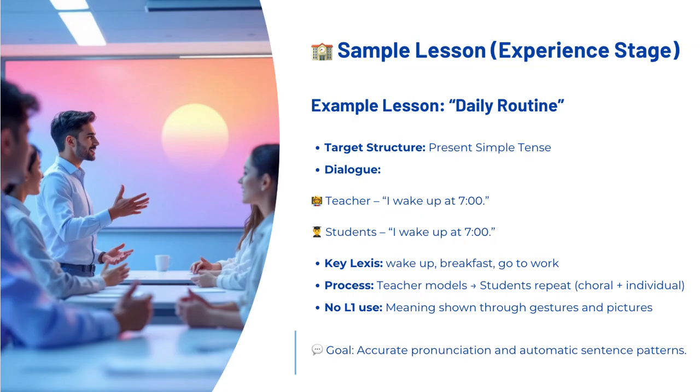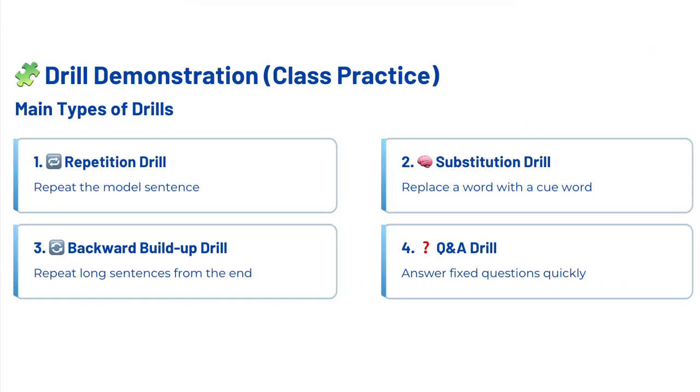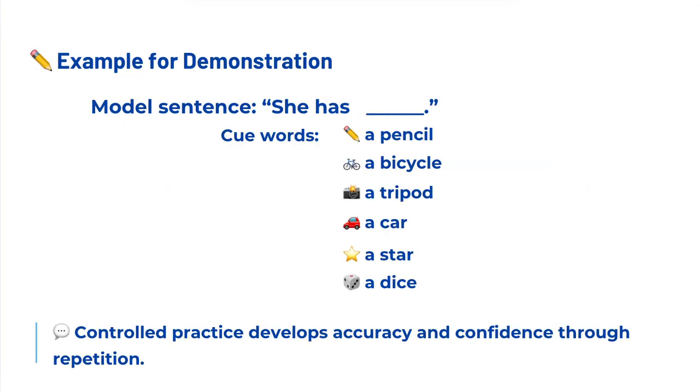Demonstration. Class practice. Now we'll look at the main types of drills used in the audiolingual method. There are 4: repetition drill, substitution drill, backward build-up drill, and Q&A drill. For demonstration, let's try a substitution drill. Our model sentence is, she has a pencil. Cue words are a pencil, a bicycle, a tripod, a car, a star, and a dice.